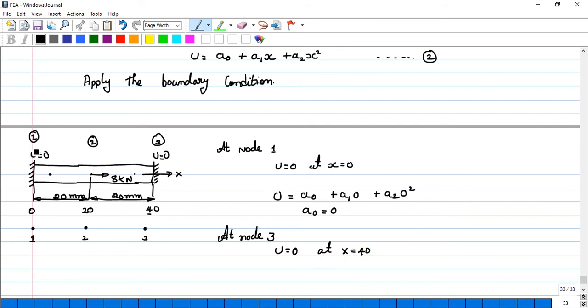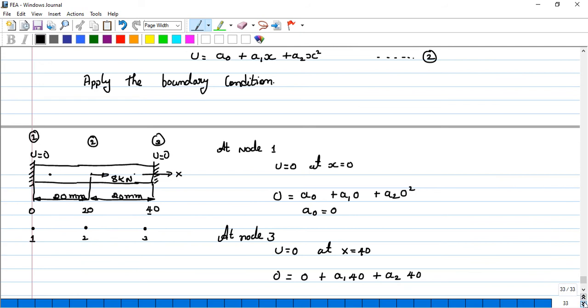I am moving from point number 1 to point number 3, so obviously x will increase. Let me substitute the same in equation 2. u as 0, followed with a0 which is 0, it is already identified, plus a1 into 40 plus a2 into 40 square. So this will be the equation.